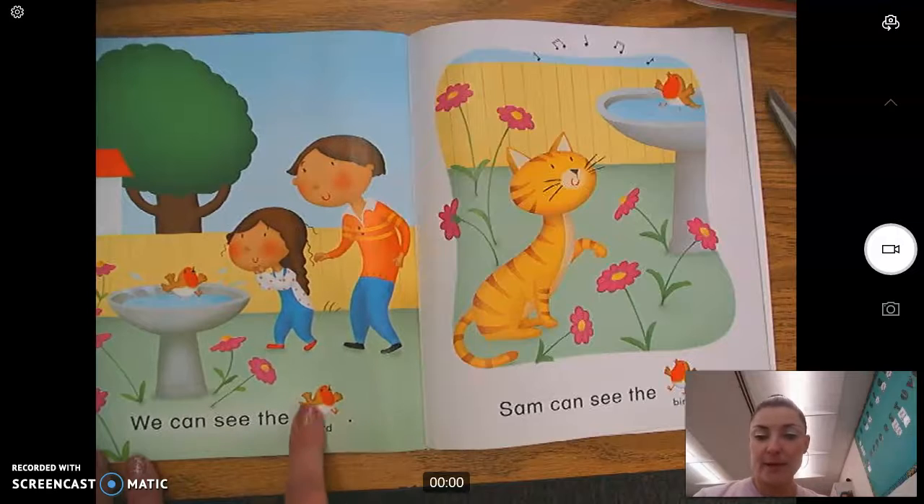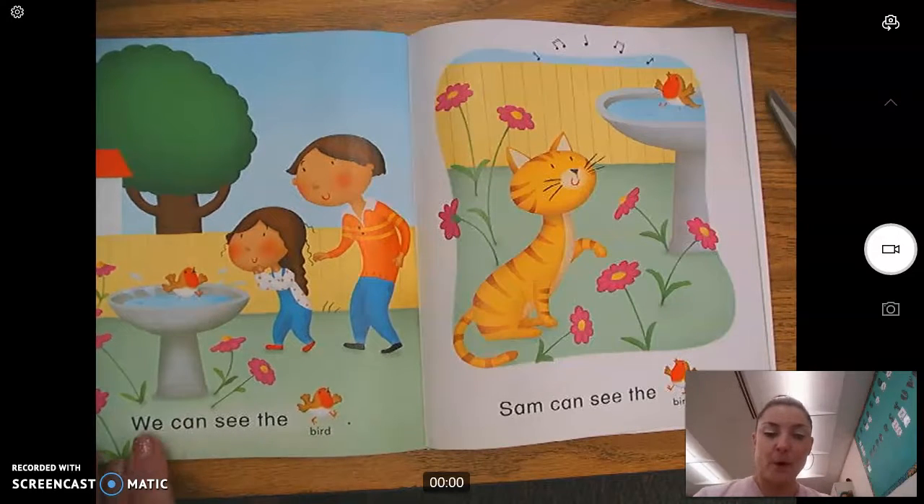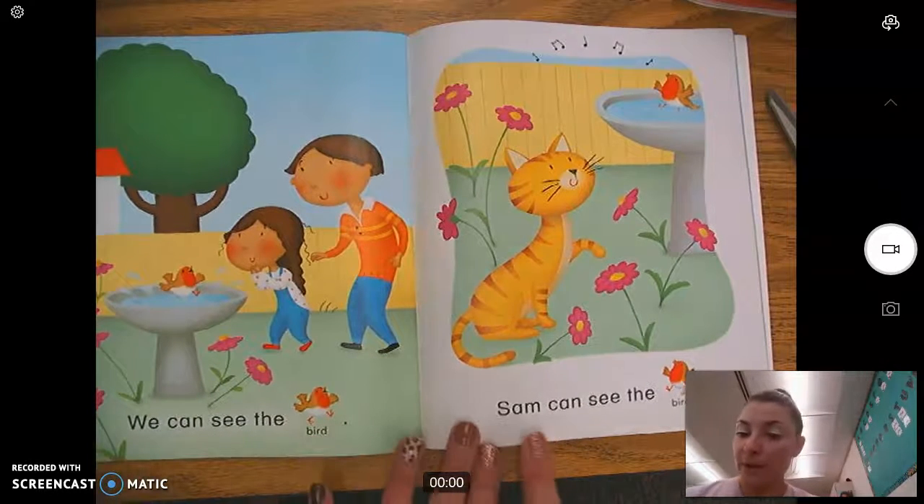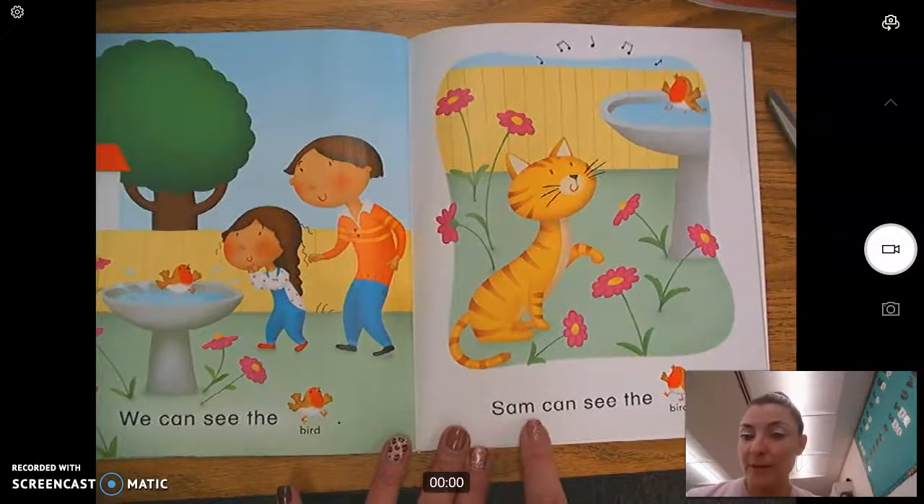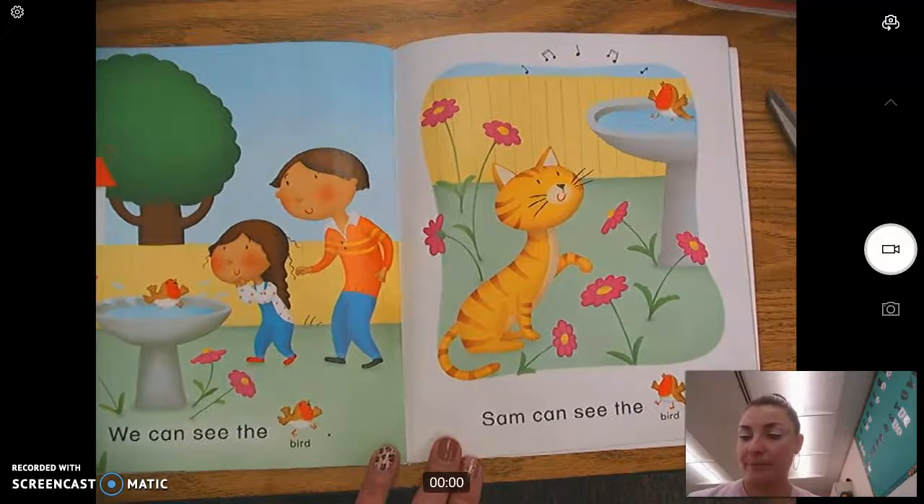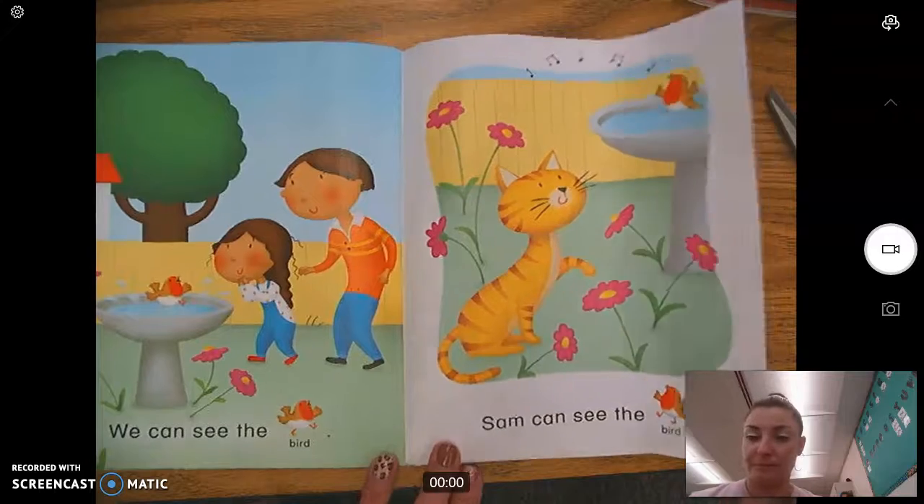Oh, and this is a bird. We can see the bird. Good. Oh, let's sound out the word. Let's say the sounds. S, A, M. Sam can see the bird. Good job.